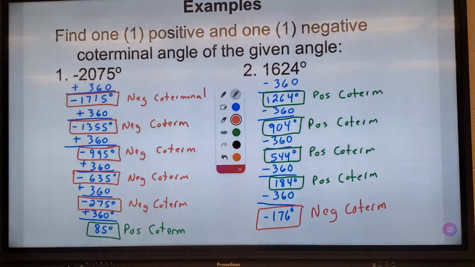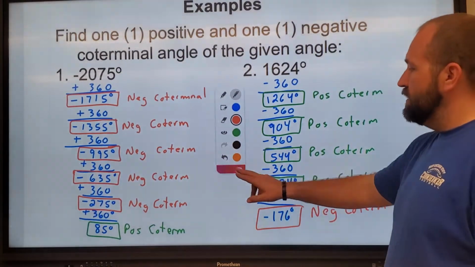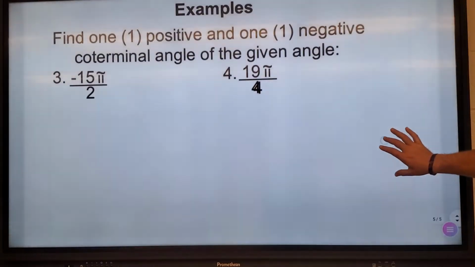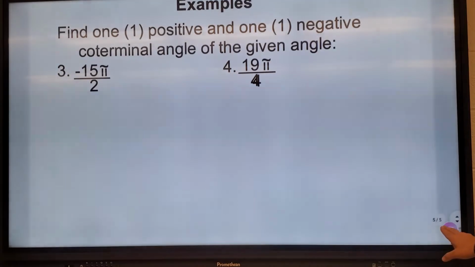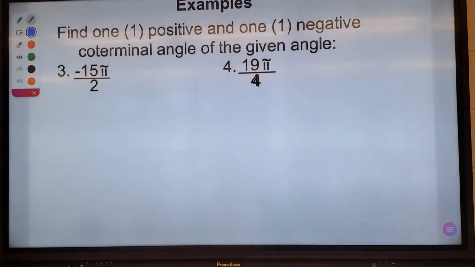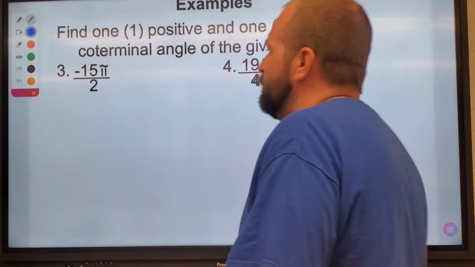Okay, moving on to radians. Again, in radians, I want them left in radians. And this is just going to require you to go back and touch up on your fraction addition and subtraction. So it shouldn't be that complicated. We're going to add or subtract 2 pi to these. Again, it's 2 pi for one full rotation.